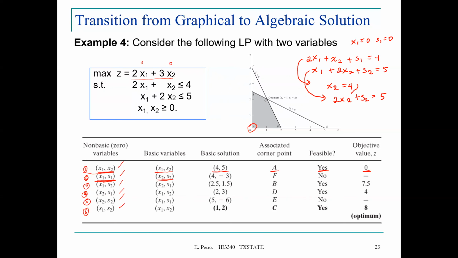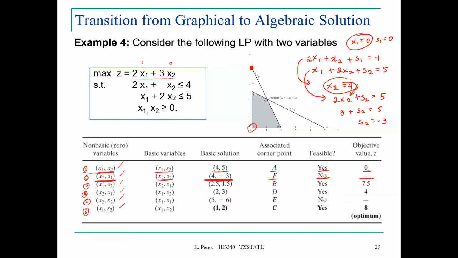And the second constraint is going to be 2x2 plus s2 has to be equal to 5. So if I substitute x2 here, then I have 8 plus s2 has to be equal to 5. So s2 has to be minus 3. So these are the values that we have right here. Okay, so I have x2 equals 4 and x1 equals 0. I can plot that into the graph. And that point is this point right here, point F. Is this visible? No. So we don't have an objective function value.